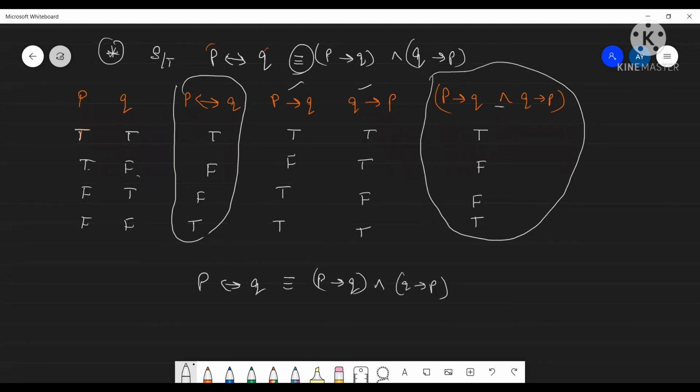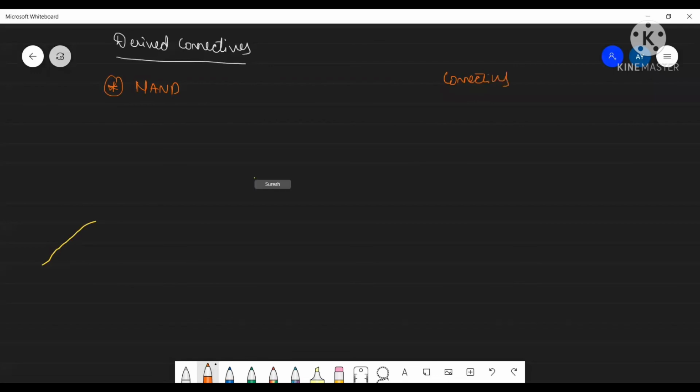Okay? Now next we have definitions of derived connectives. Till now we just studied connectives. Now we will study derived connectives. So the first definition is NAND. Can you tell me what are the types of connectives that you had? What are the connectives that we had?